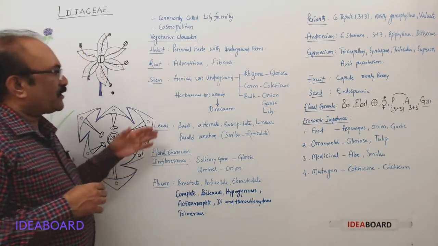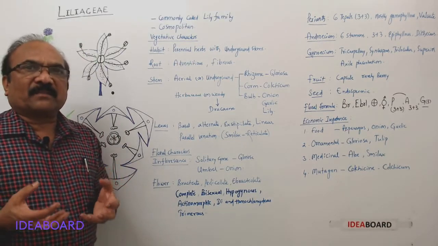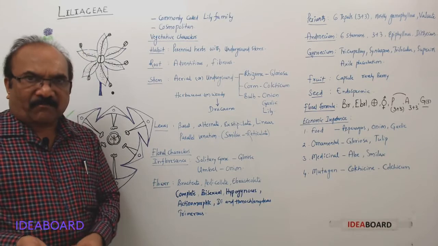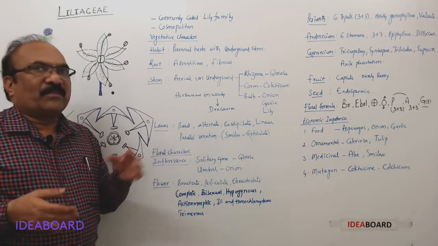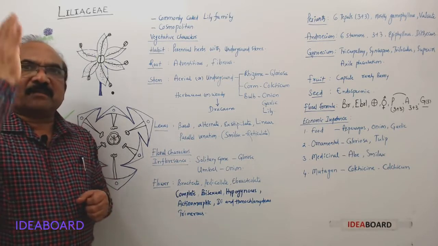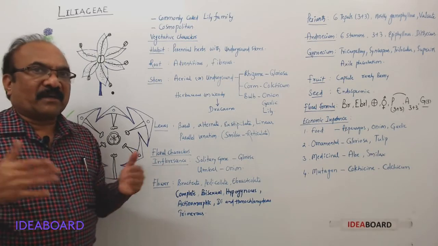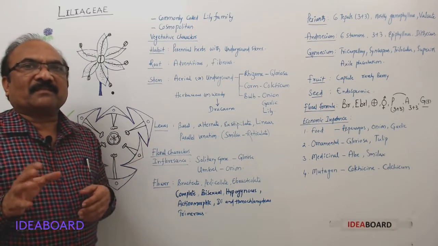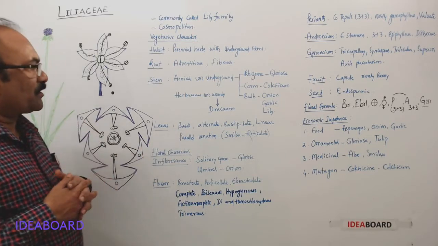And the leaves are basal. What does it mean by basal? As the majority of the plants are with underground stems, the leaf will come from the ground level. So that's why they are called basal leaves. If you find them on the stem, we call them cauline leaves, and when you find them on the branches, we call them ramal leaves. That's why these are called basal leaves.